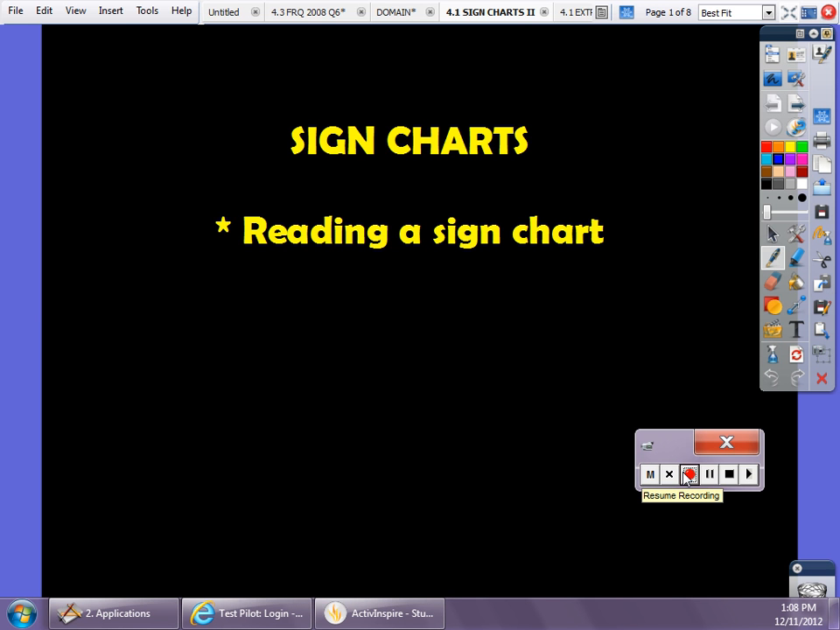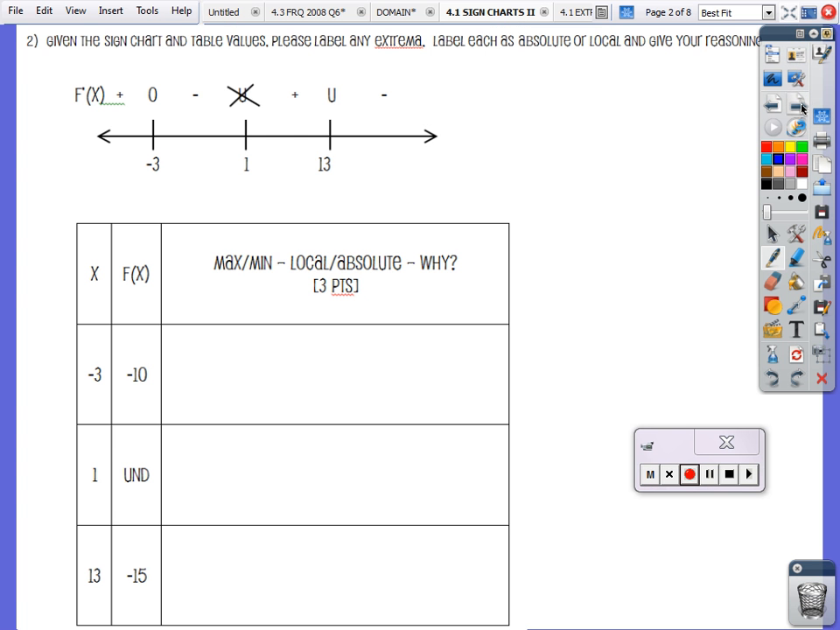So this will just be from the quiz. So this was the very first question where you had to just read the sign chart. Things I want you to notice at the very top, this value here, not in domain. And because it's not in the domain, we can't ever label that as a max or a min. So I know right away, not in domain, therefore it's not a max or a min.